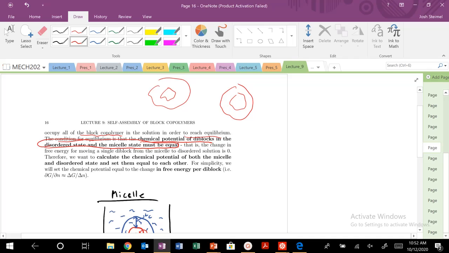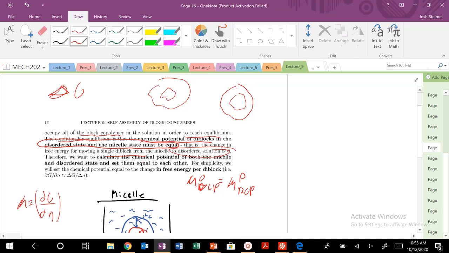must be equal. So unlike last time, when we could just look at the delta G between the initial state and final state, here we're going to have to think about the chemical potentials. So we need our chemical potential of our diblocks in the ordered state, or BCP, to be equal to the chemical potential in the disordered state for our block polymers. Effectively, what we're saying is that the change in free energy, so our chemical potential, which we know is dG/dN, the change in free energy for moving a single diblock from the micelle to the disordered solution, must be equal to zero.